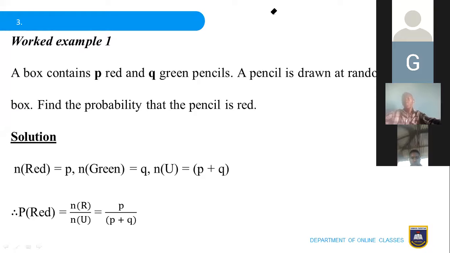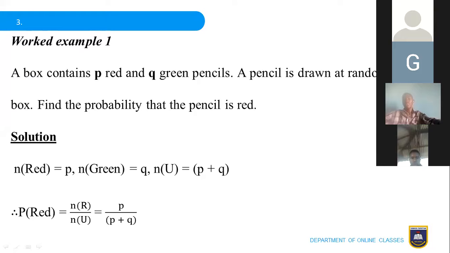Yes, William. Sir, please, I just joined, so can you explain this example for me? Okay, I'll take the second example. I'm sure you will get it better. Okay, sir. Yeah, I'll take the second example.